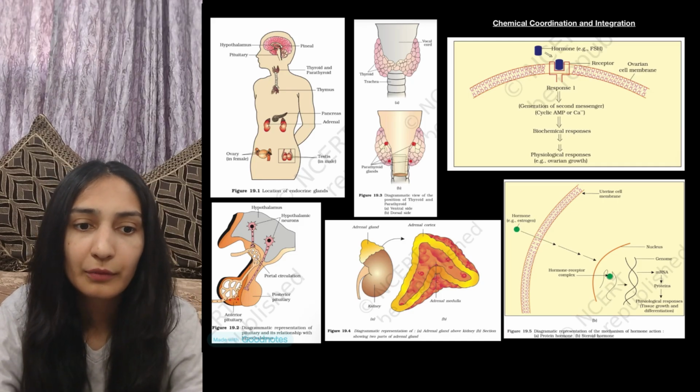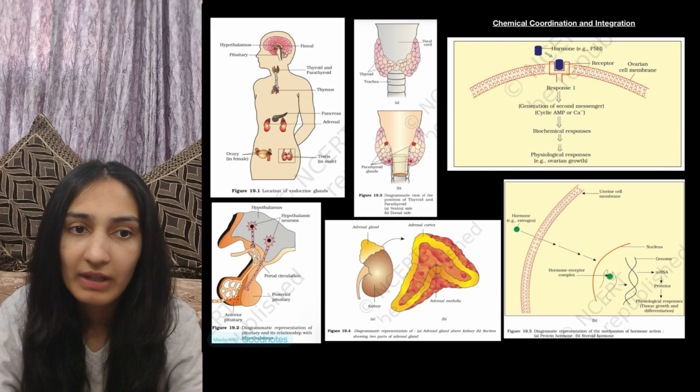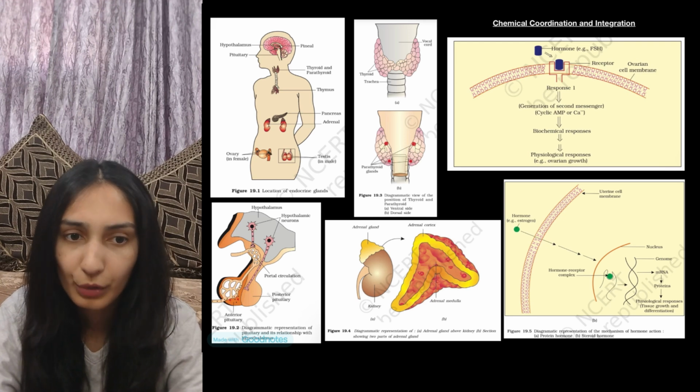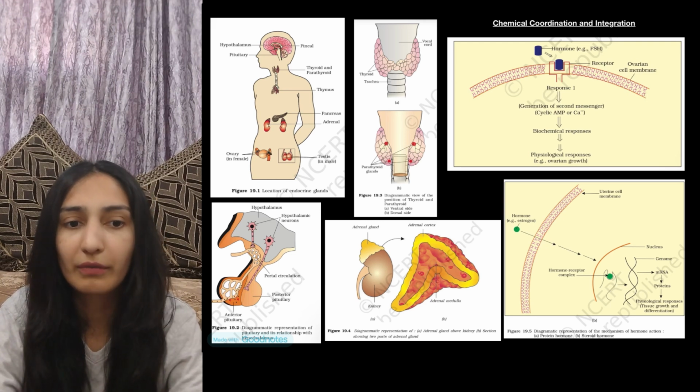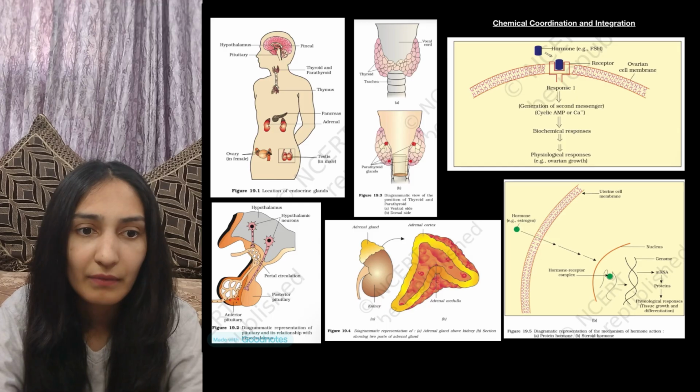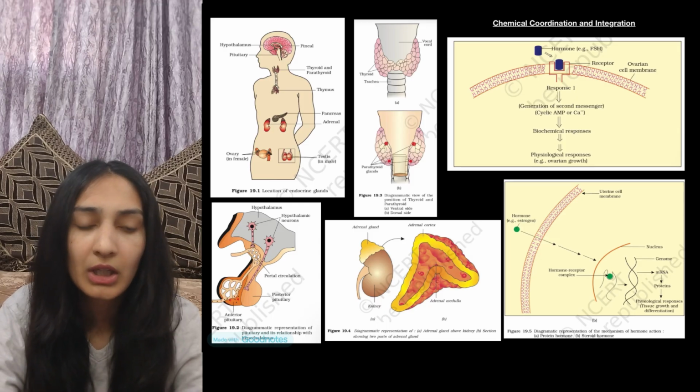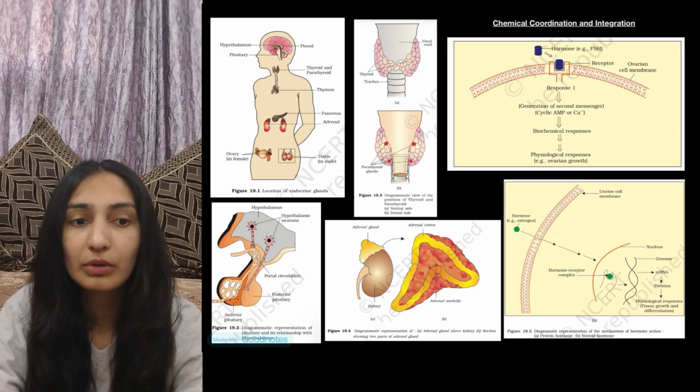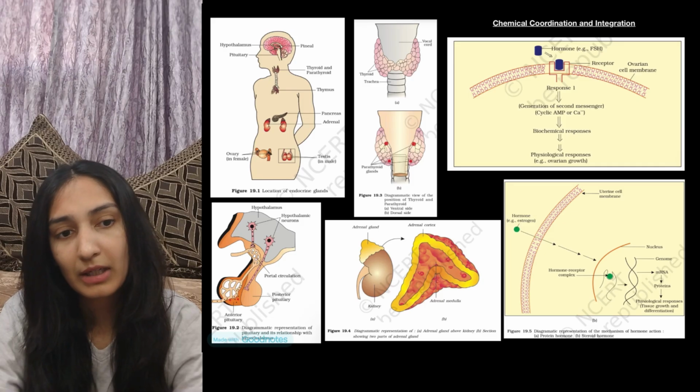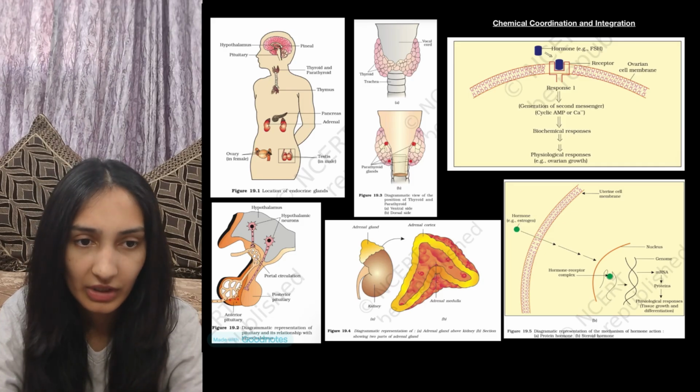Now, for a steroid hormone, for example estrogen, we have the uterine cell membrane and this hormone is going to cross it. Then it leads to the formation of a hormone receptor complex. We have the nucleus, which further leads to the genome, mRNA, proteins and physiological responses.